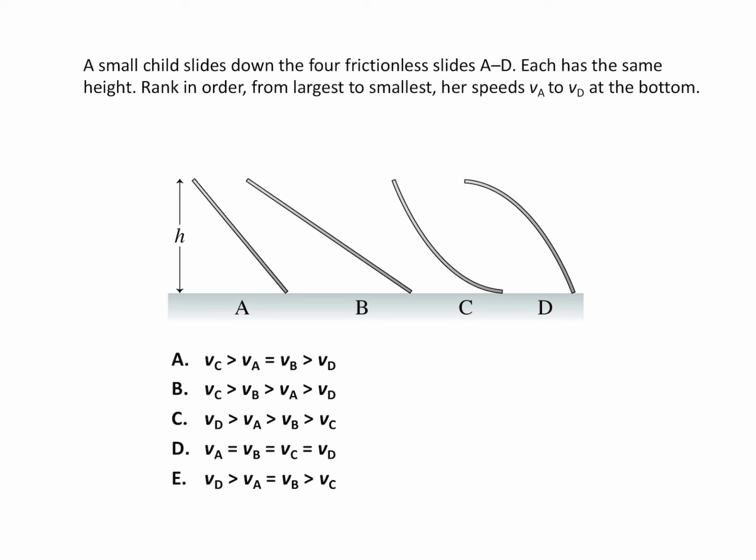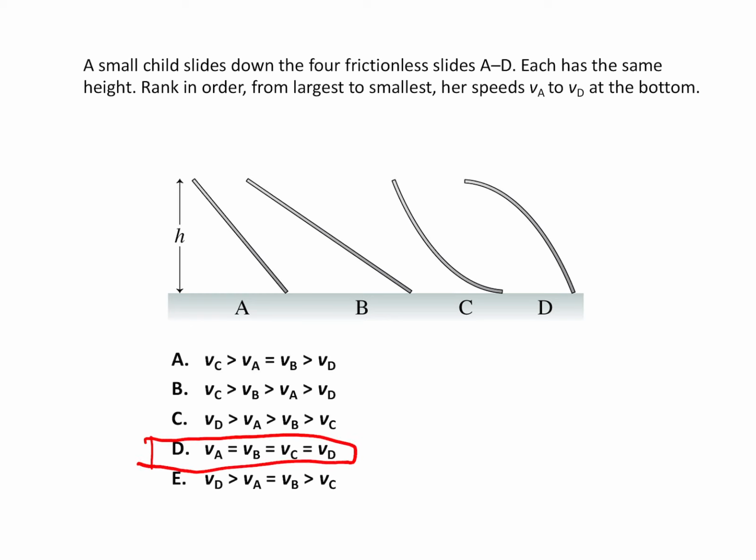What's going on here? You have a small child who slides down 4 different frictionless slides, A, B, C, D, and they have the same height. Now just using your intuition, which slide would give the child the highest speed at the bottom? Pause this video for maybe 30 seconds to 1 minute to think about it. Which one is your answer? Okay, I think you figured it out. The answer is D.